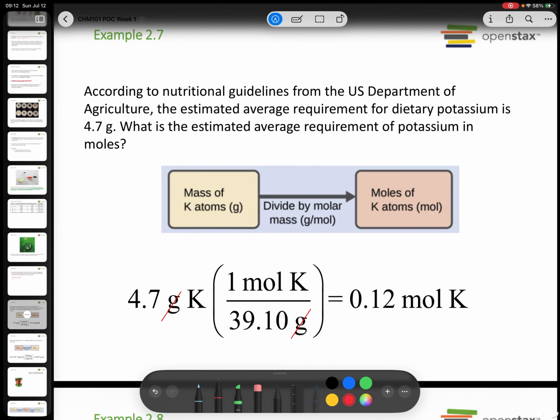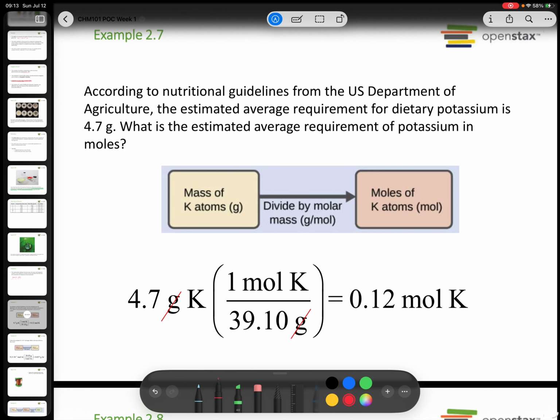So, punta tayo dito. According to nutritional guidelines from the USDA, the estimated average requirement for dietary potassium is 4.7 grams. So, sabi dito, what is the average requirement of potassium in moles? Okay? So, yung problem, tinatanong niya, ano yung estimated average requirement for dietary potassium, which is 4.7 grams. So, ano yung amount niya in moles? So, we will convert. Ang kailangan natin dito is yung molar mass ng potassium galing sa periodic table.